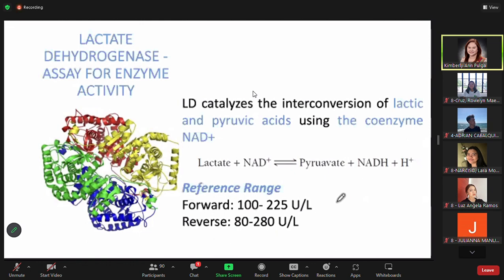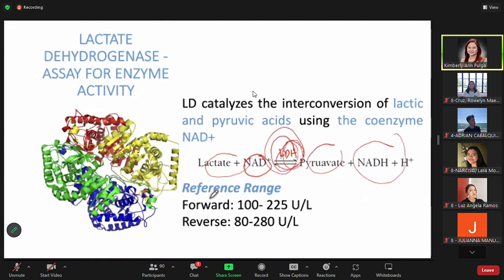Next, this is the reaction. Although we will focus on this in our lab, you have here the enzyme that catalyzes the interconversion of lactic and pyruvic acid, using the coenzyme nicotinamide adenine dinucleotide. This is your coenzyme, and this is where your LDH acts. You have here the chemical reactions, and you have here the products.